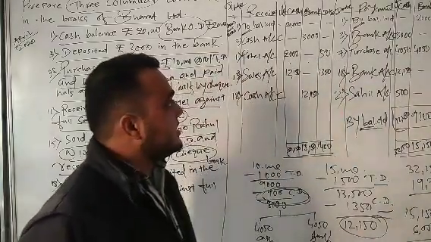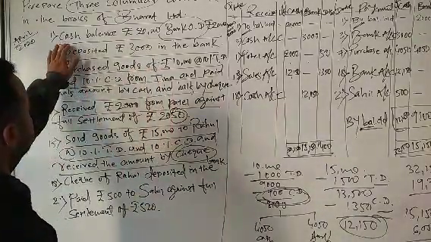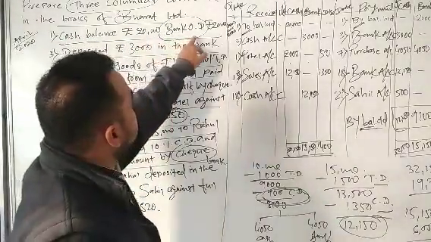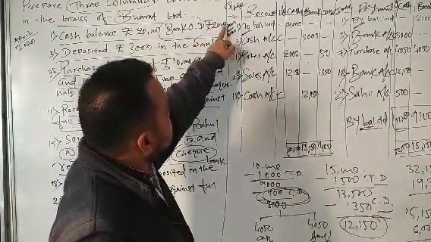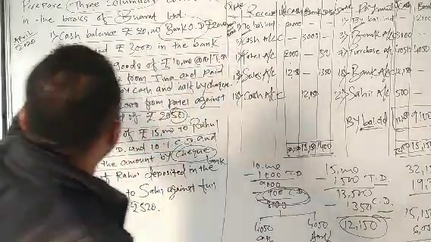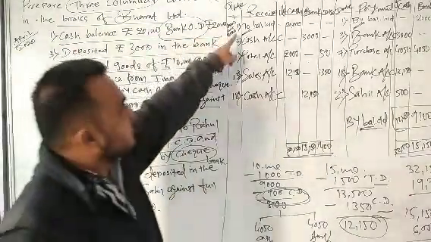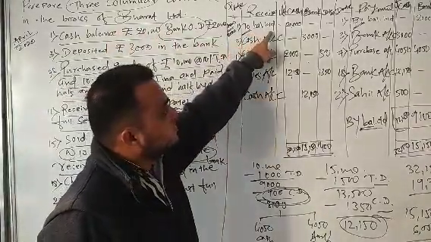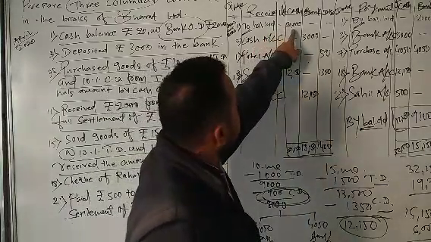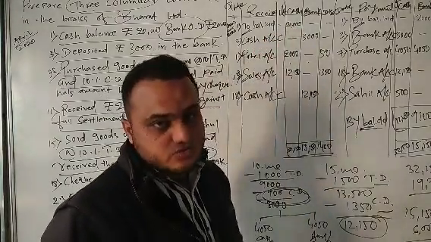Now students, again let me just read the first transaction. Cash balance 20,000 and bank overdraft 2,000. Students, on debit side I have mentioned April 2020 as it is given in the question. First date is mentioned. Now cash balance 20,000, so I have mentioned here to balance brought down. And in the column of cash I have mentioned 20,000 rupees.